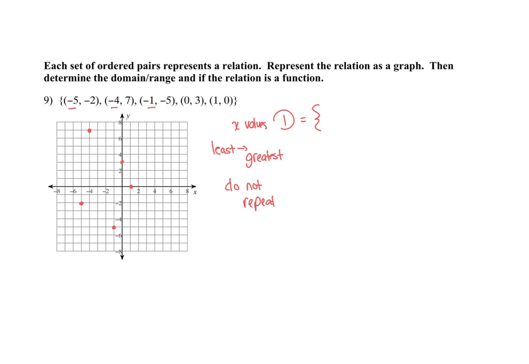-5, -4, -1, 0, and 1. They were nice. They gave them to me least to greatest right there. So I'm going to just list those. Those are my domain numbers.